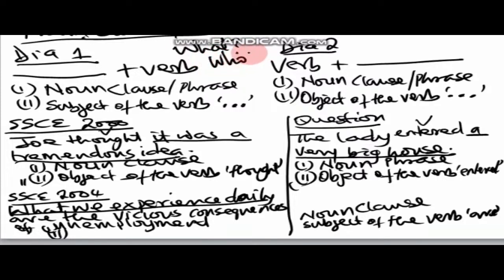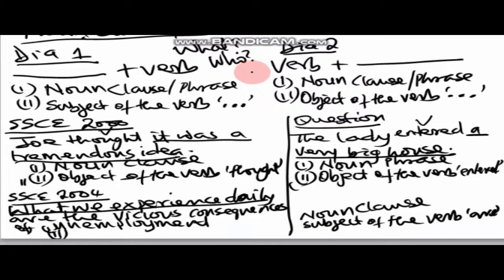Now, in case you want to test whether it is a noun or not, just ask yourself, can that thing answer the question what or who? Anything that can answer the question what or who is a noun. Let's try this example. If we say the lady entered a very big house, we ask, what did the lady enter? A very big house. That makes it a noun.